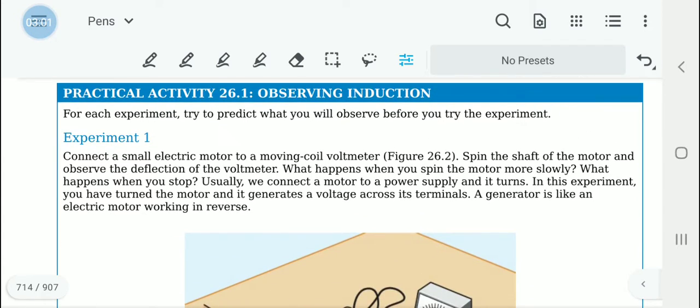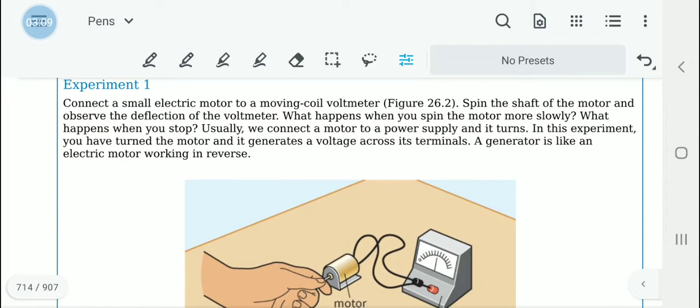So first of all, we have to observe how this induction takes place. We connect a small electric motor to a moving coil voltmeter. Then we spin the shaft of the motor, and we will be able to see a deflection on the voltmeter.